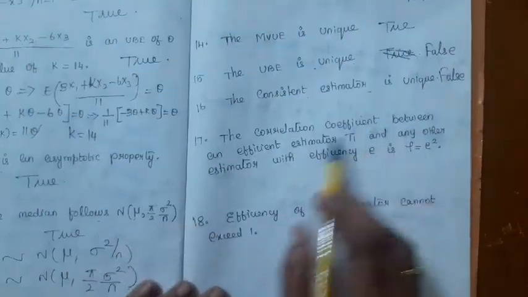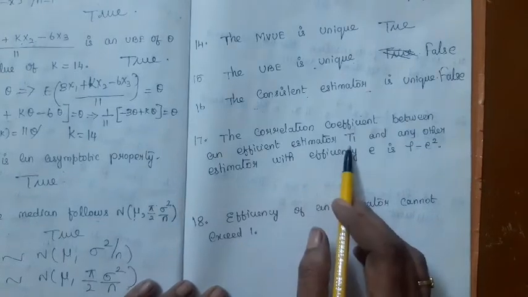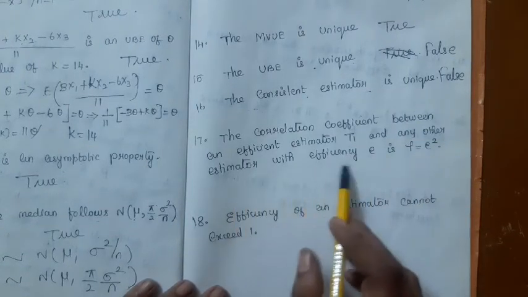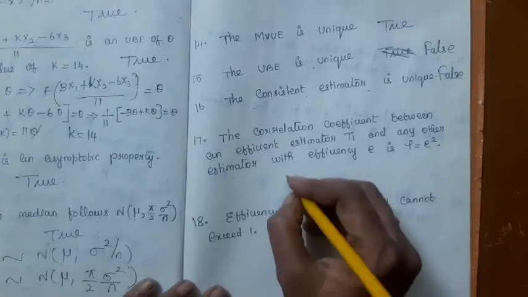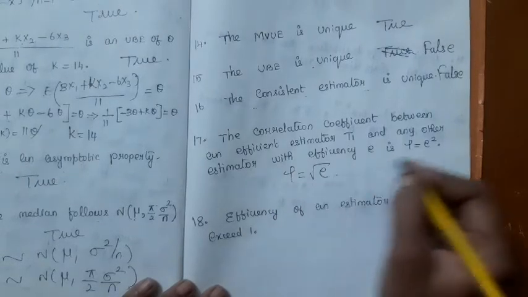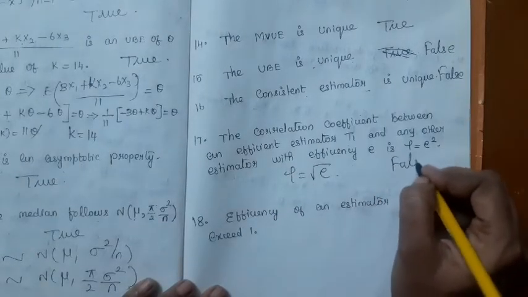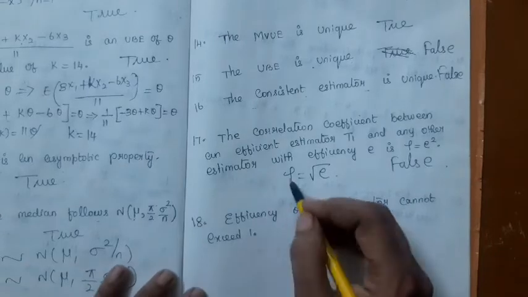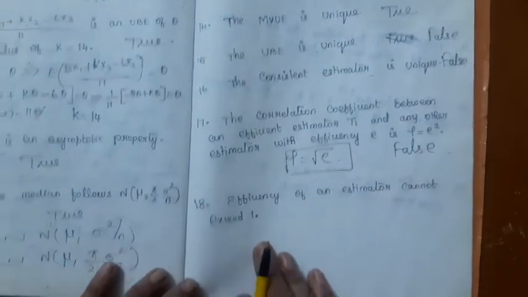The correlation coefficient between an efficient estimator T1 and any other estimator with efficiency E is square root of E. It is not E square. The statement is false. Okay. This is the correct statement.